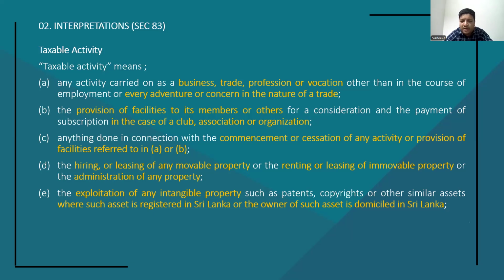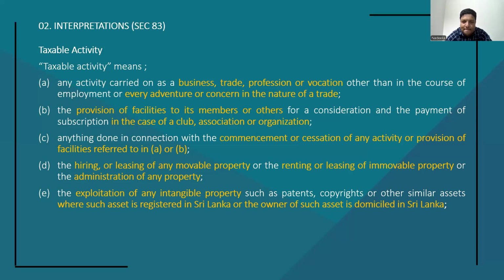Or vocation, where a professional qualification is not required and they work with their experience, like carpenters, like astrologers, where you don't need a special professional qualification to practice. They are covered. Other than in the course of employment. So employment has been excluded from this taxable activity. Profession is there, but employment is not there.